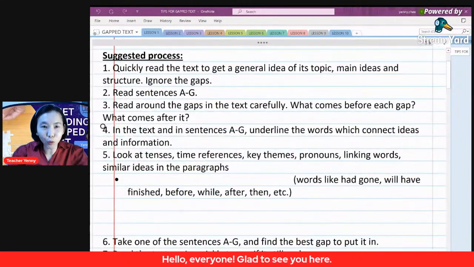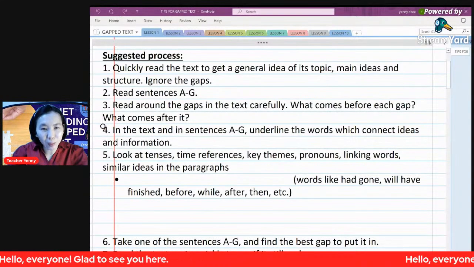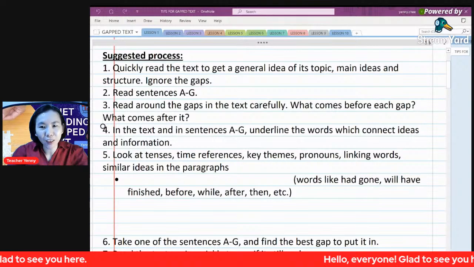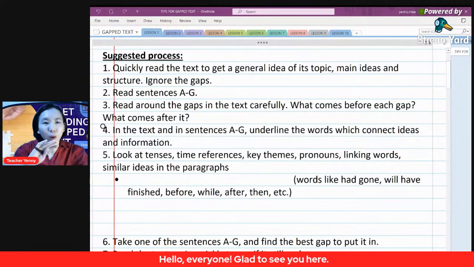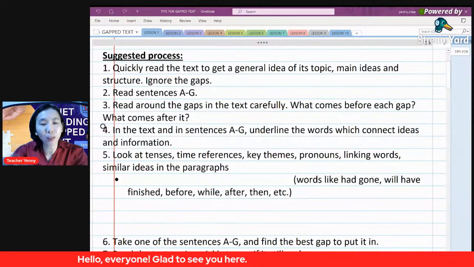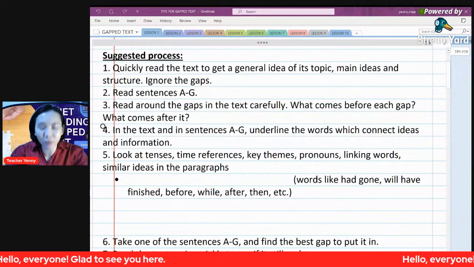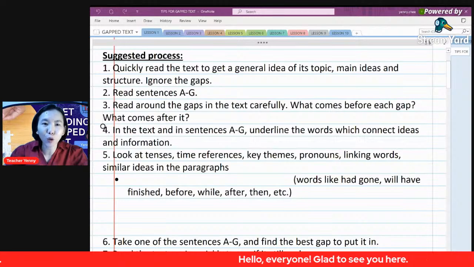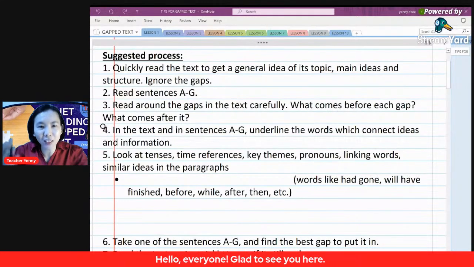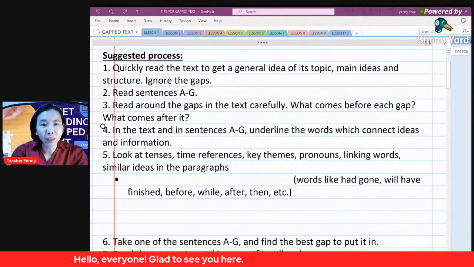Okay, so what do you need to do? What is the first step? You need to skim. Skim the text. That means you baca cepat-cepat. Just skim, or read quickly the text to get the general idea. So you need to know what it is about: the topic, the main ideas, the structure. So you ignore the gaps first. Just read the text first. That's the first step, all right?